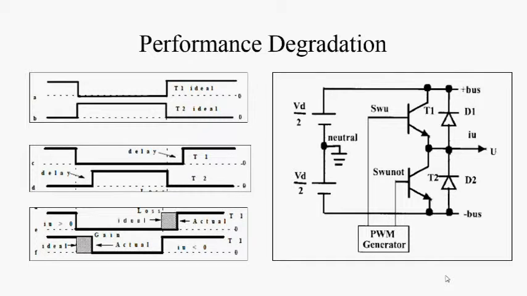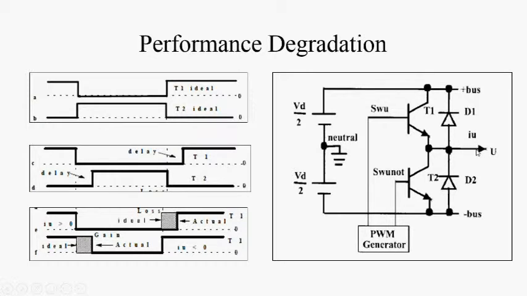As shown in the figure, because of this delay, there is a finite time where both of the switching devices are at off state. Here. At this time, the voltage is solely dependent on the current direction. If the current is into the motor, the negative rail will be short circuited and the output voltage will be negative.